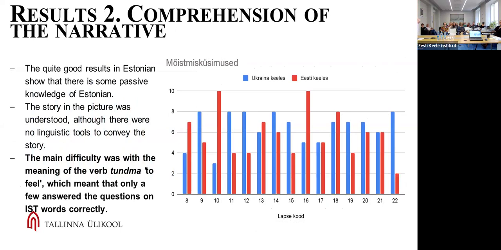When we look at comprehension, the picture is different. There are quite good results in Estonian, which suggests they have some passive knowledge of Estonian. We can say that the picture is understood, but they don't have the linguistic tools to answer the questions. We also looked at adjectives and the words they can use for feelings and emotional words. Many children got 0 points, especially for the verb tundma, to feel, so we see that they lost these points.